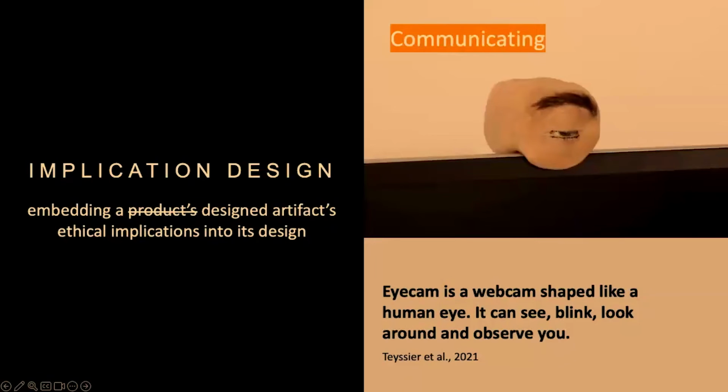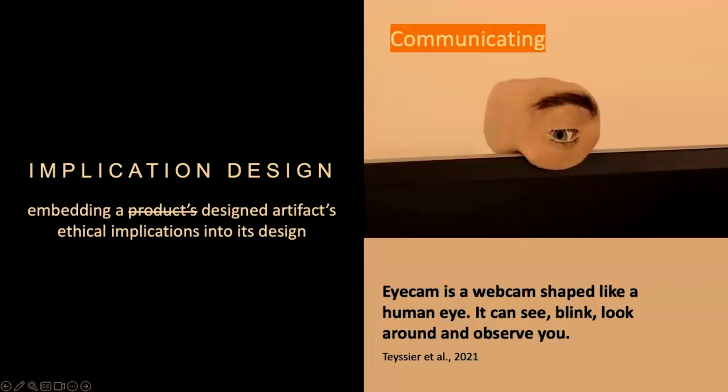So instead, we were looking for another way to communicate what's going on in the building. So we've been developing this idea of implication design. This is where we try to embed a product's ethical implications directly into its design. For example, the iCam here is a webcam shaped like a creepy human eye. You really know it's watching you. That's a form of communication. You know what's going on.